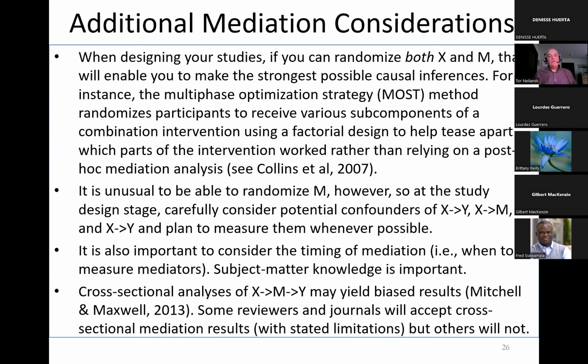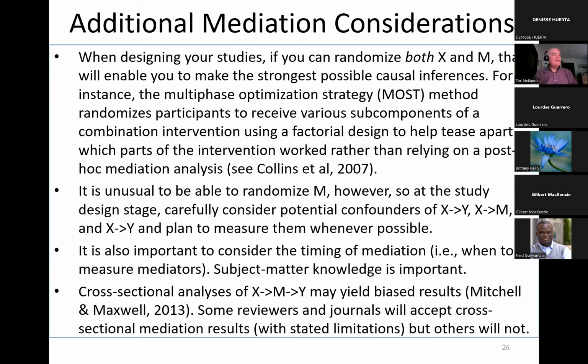So finally, to wrap up the mediation section, a few considerations. If you're designing your study and you're in the unusual but happy situation that you can randomize both X and M, that's fantastic because that will help you make the strongest possible causal inferences because you can eliminate confounding. And there is a study design technique called MOST, the multiphase optimization strategy, that allows you to use a factorial design to look at various intervention components in a multi-component intervention to tease apart which ones, either singly or in combination, work to benefit the outcome rather than relying on post hoc mediation analysis to try and figure that out. It is unusual that you're in a position to be able to do that, though.